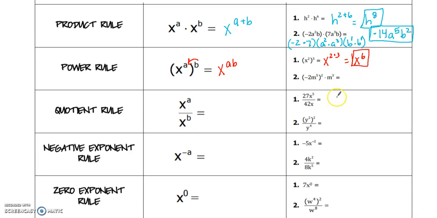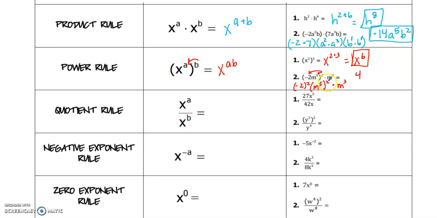In the second one, I have a couple of things. I need to distribute this 2 on the outside, and then I'm going to take care of the multiplying times m to the third. So if I distribute, remember I'm going to go to each base, so I'm going to have negative 2 raised to the second power, and then I will have m to the 5th raised to the second power, and then my times m to the third. Okay, so negative 2 raised to the second power, that would be negative 2 times negative 2, which will give me a positive 4. M to the 5th raised to the second.